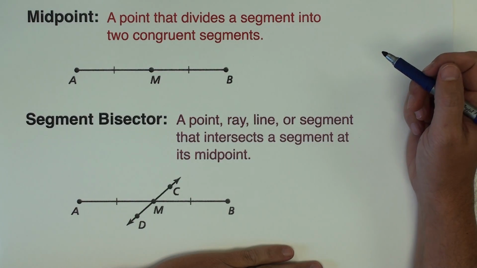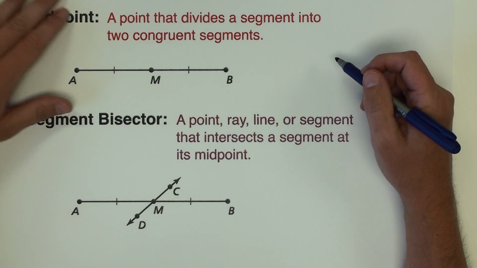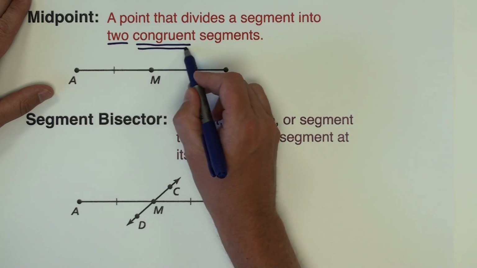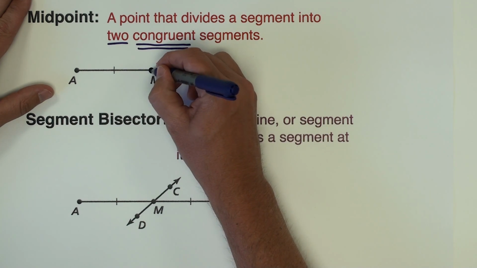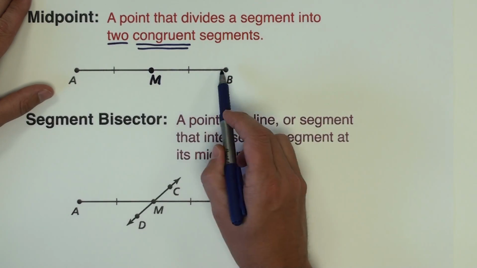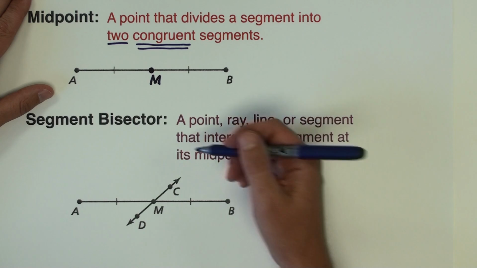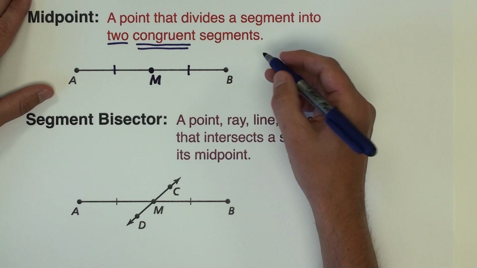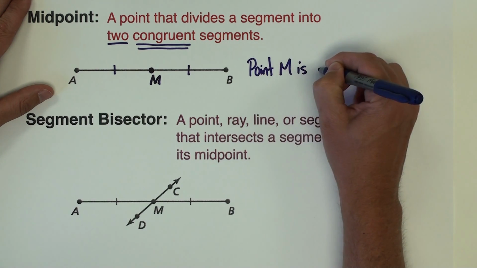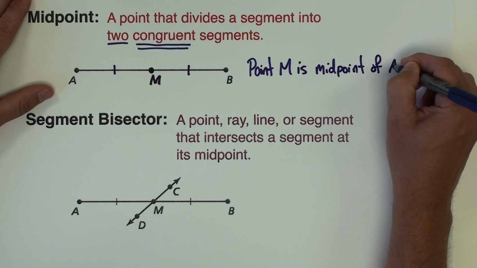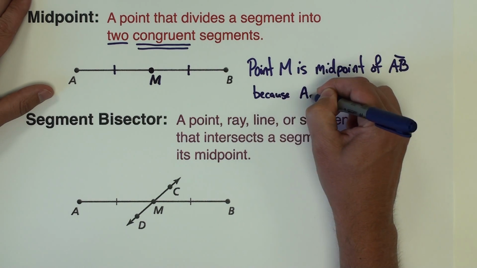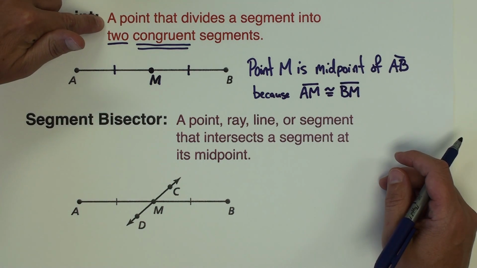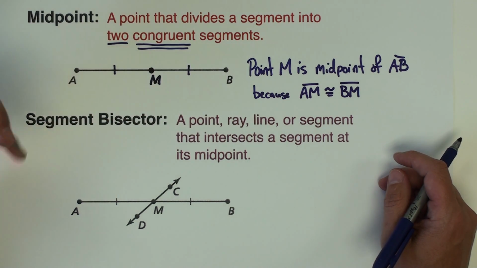Okay, our first definition is that of midpoint. A midpoint is a point that divides a segment into two congruent segments. So here we see point M. It's in the middle of points A and B on segment AB. And then you see these congruent tick marks, right? So I know that point M is the midpoint. Point M is the midpoint of segment AB because AM is congruent to BM. Okay, so that's what this definition says, and it's illustrated here on the picture.